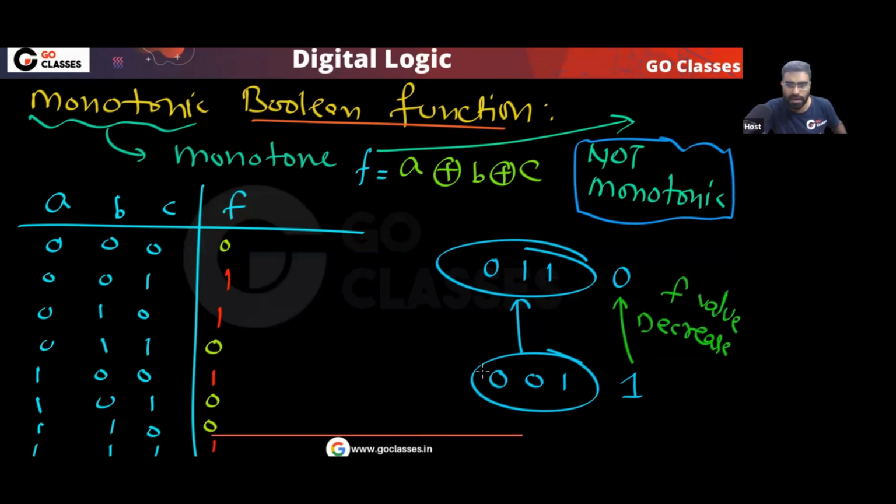This input combination I am increasing by changing a single input from 0 to 1, but you can notice the function value is decreasing. So this function is not monotonic. Is this clear? Is this understood by everyone?